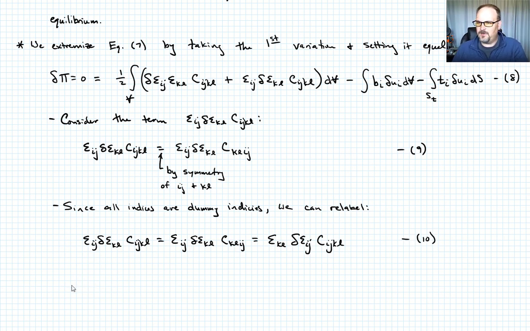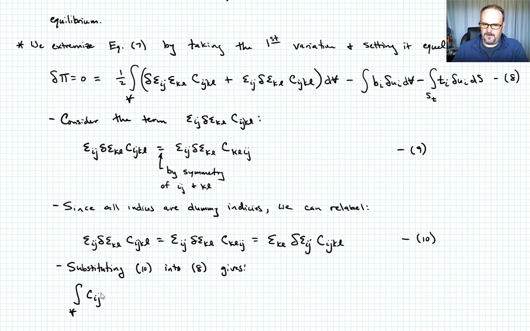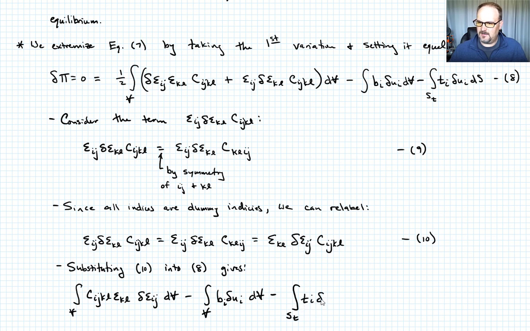Okay, so now I want to substitute equation 10 into equation 8. When we do that, we end up with the integral over the volume of, now what's going to happen is that this second term is the same as this term, so that gives me a factor of 2, which cancels the 1/2, and I'm just left with the quantity C_ijkl epsilon_kl delta epsilon_ij dV, minus the integral over the volume of b_i delta u_i dV, minus the integral over the portion of the surface with the traction boundary of t_i delta u_i dS. That quantity equals 0. Let's call that equation 11.